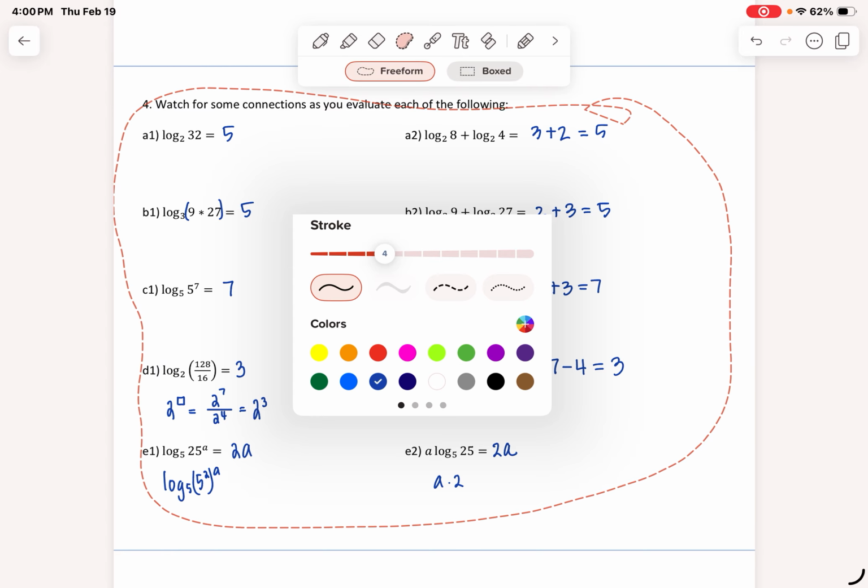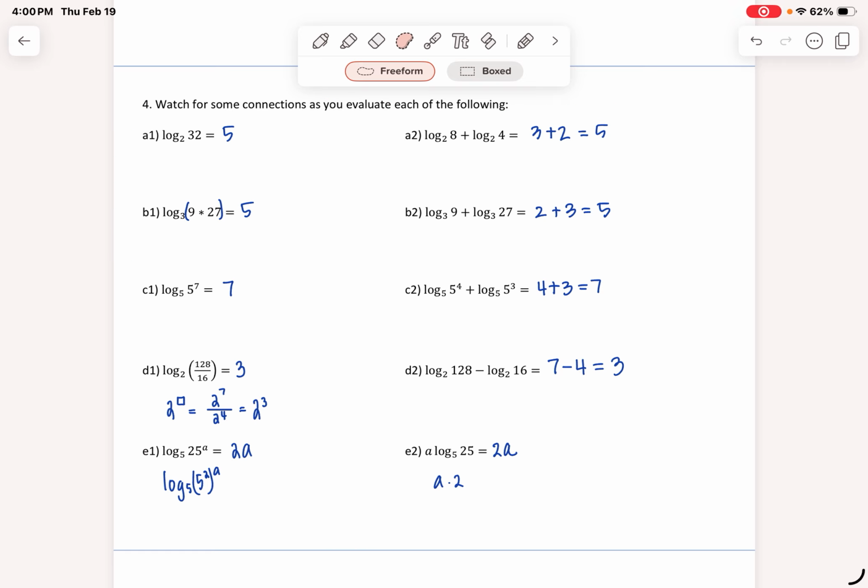So you should have gotten that these are all equivalent: A1 is equivalent to A2, B1 is equivalent to B2, C1 is equivalent to C2, and so on and so forth. So it's another way of doing these problems, and these are all properties that we are going to learn. So hopefully you're making some connections there. All right, that's it for our lesson on evaluating and inverses.